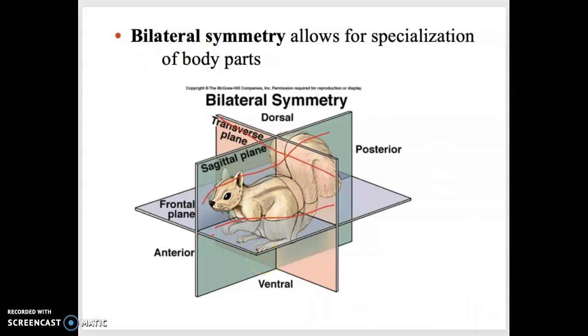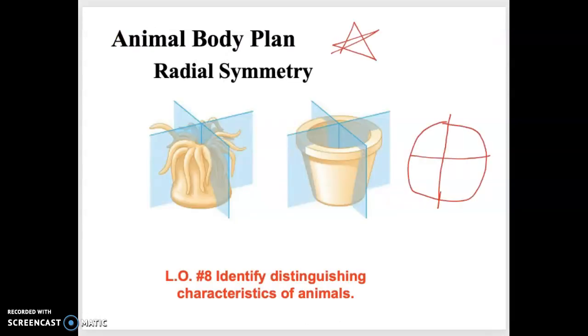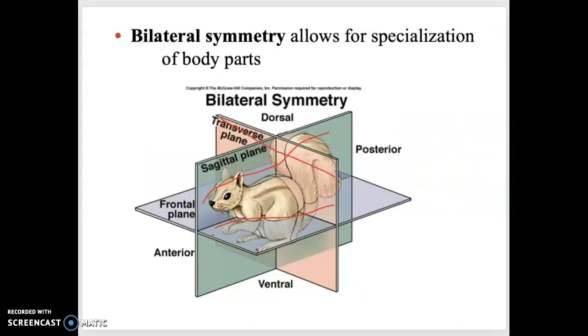It changes the game when you have an animal with bilateral symmetry. What bilateral symmetry allows for is this really big specialization of body parts. Radial symmetry, not so much. Everything's kind of the same no matter which direction you're cutting it, but with bilateral, increased specialization means increased mobility, increase in all sorts of things when you're dealing with a bilateral animal body plan. Okay, so those are the two general symmetries.